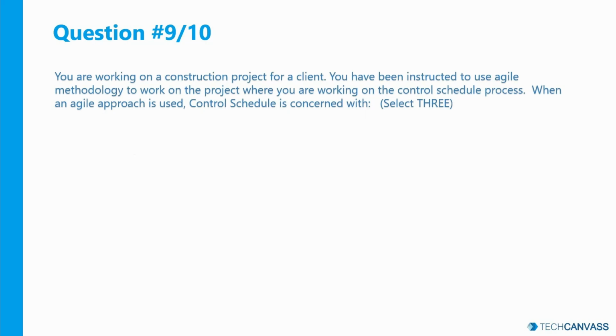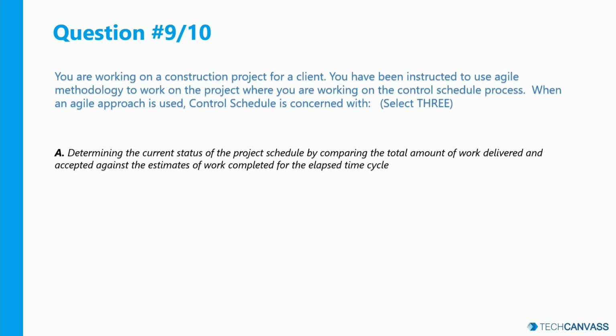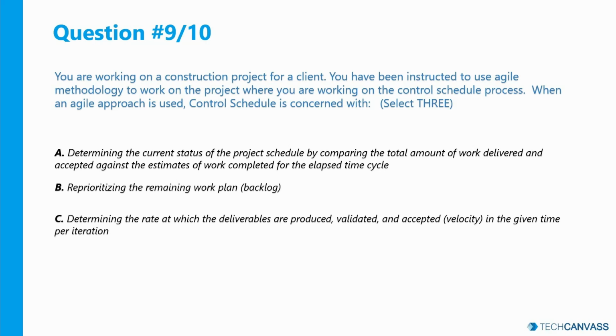Question 9. You are working on a construction project for a client. You have been instructed to use agile methodology to work on the project where you are working on the control schedule process. When an agile approach is used, control schedule is concerned with determining the current status of project schedule by comparing the total amount of work delivered and accepted against the estimates of work completed for the elapsed time cycle. Reprioritizing the remaining work plan, determining the rate at which the deliverables are produced, validated and accepted in the given time per iteration. Managing the estimated changes as they occur. You need to choose three options.